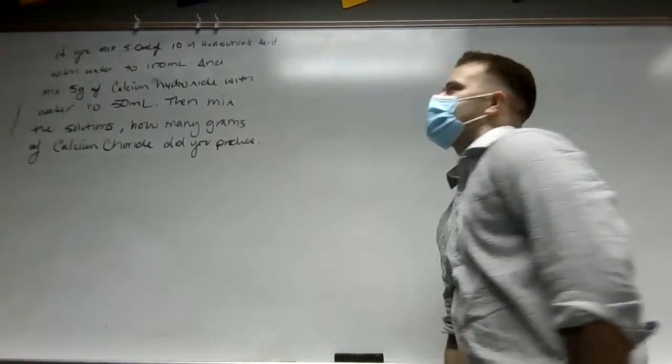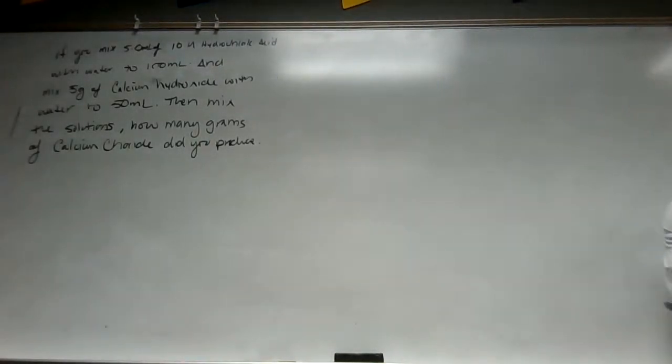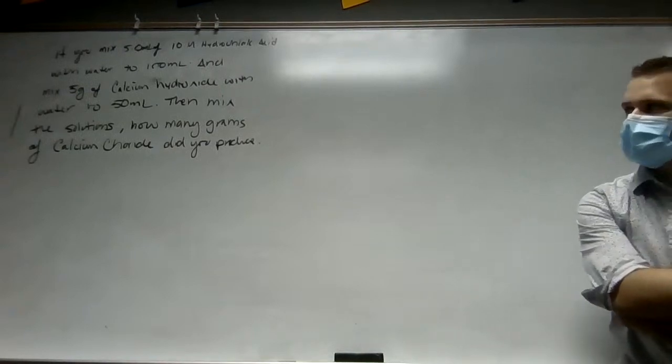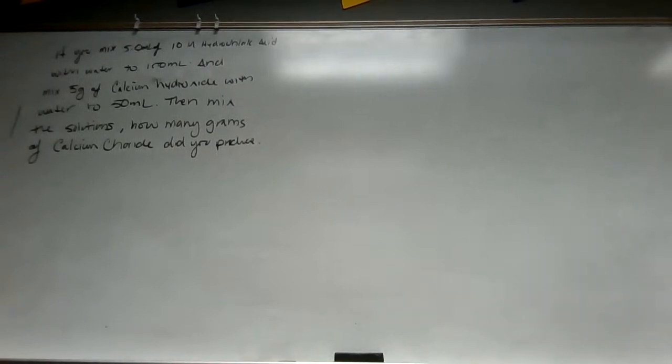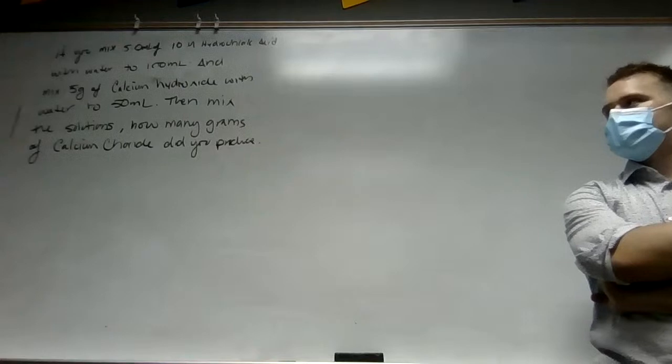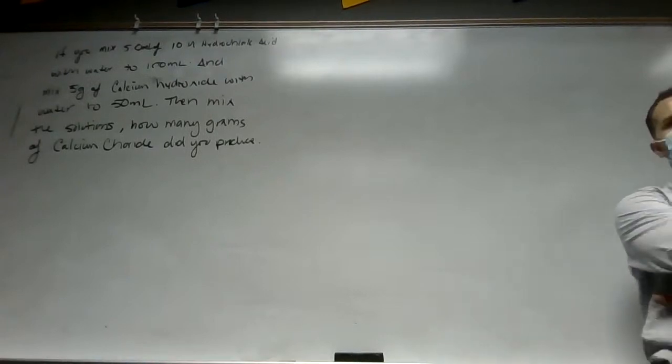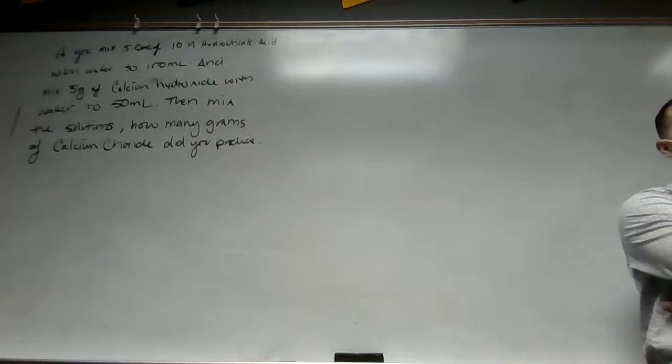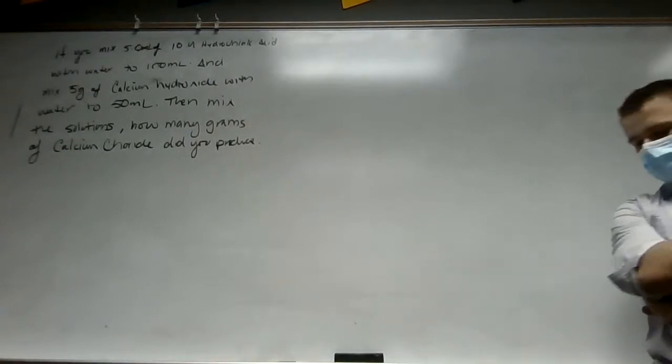So, if you mix 5 milliliters of 10 molar hydrochloric acid with water to a volume of 100 ml, and mix 5 grams of calcium hydroxide with water to 50 ml, and mix the solutions, how many grams of calcium chloride do you produce? So, a little bit of a tricky problem. We have several steps here. First off, what do we do?